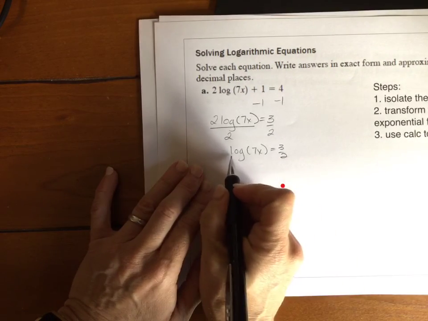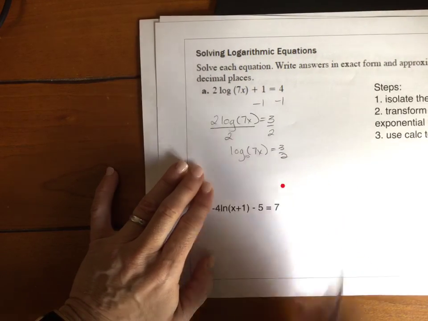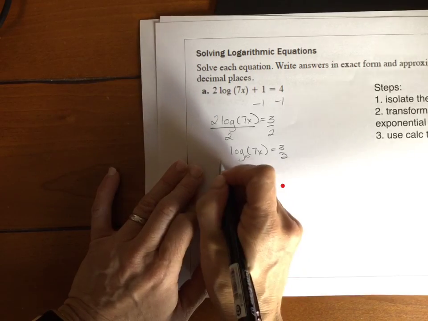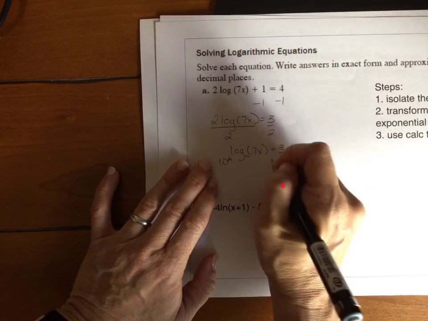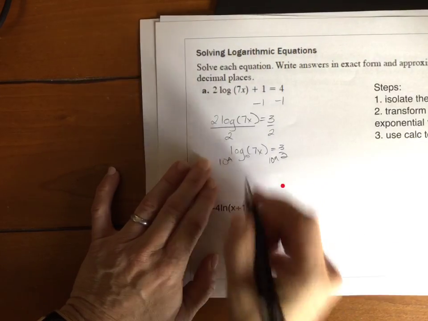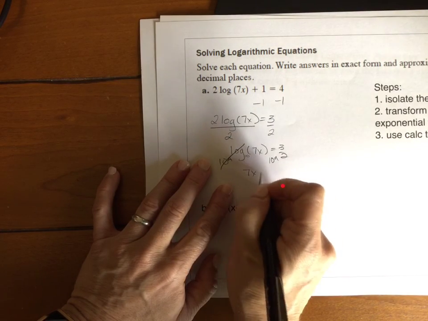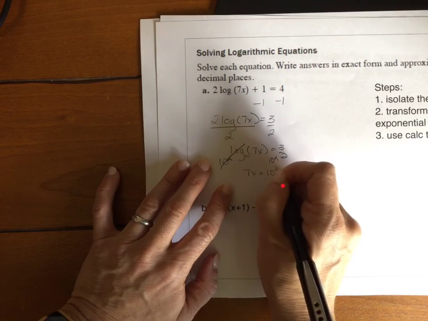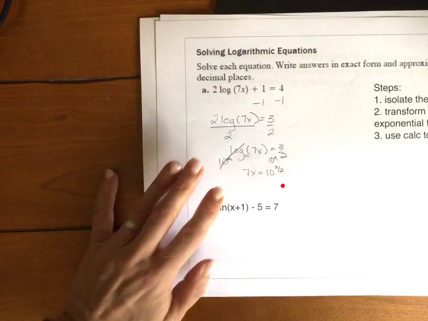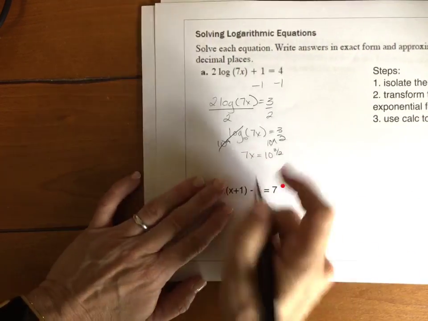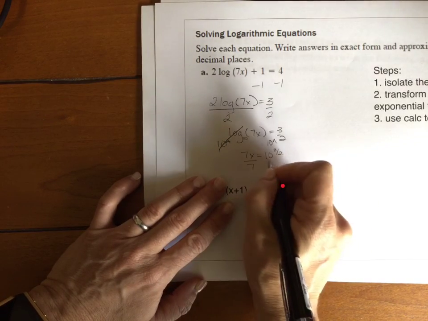Then to undo a log with the understood base 10, I'm going to have to take it to the power of 10 on both sides. So these undo each other, and I get 7x equals 10 to the 3/2 power. I would then want to divide by 7.